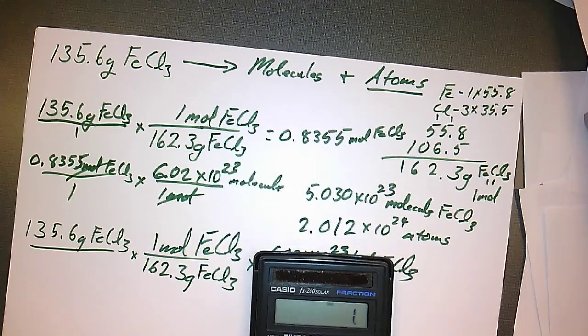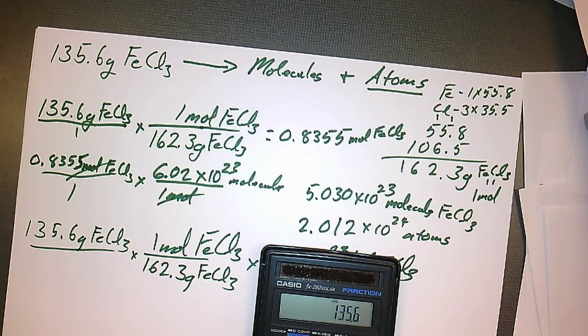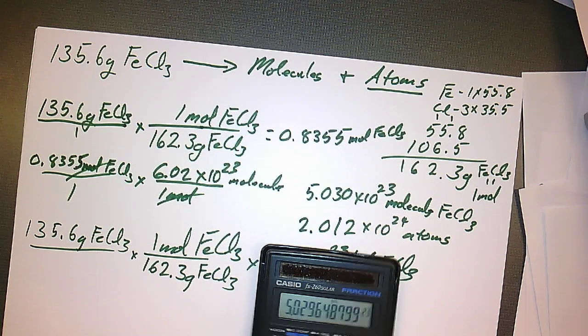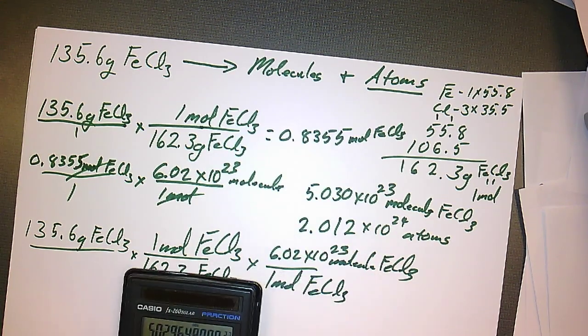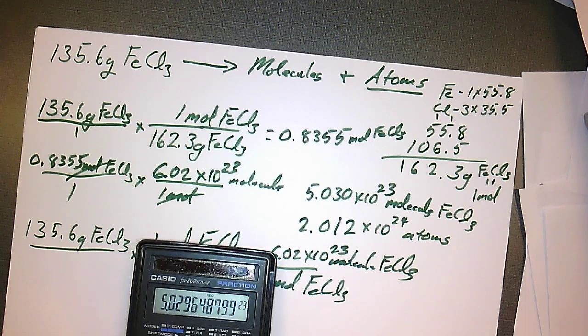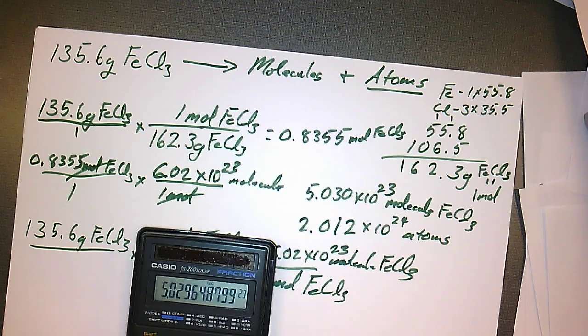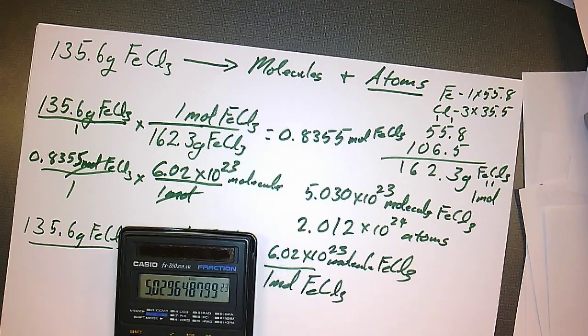And I'll do it real quick. 135.6 times 6.02 to the 23rd divided by 162.3, and you still get 5.0296, so 5.030 times 10 to the 23rd molecules.